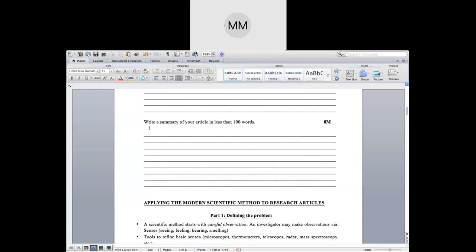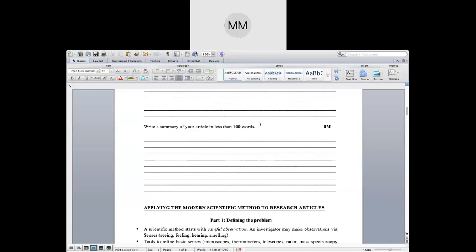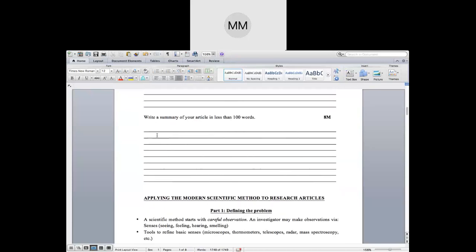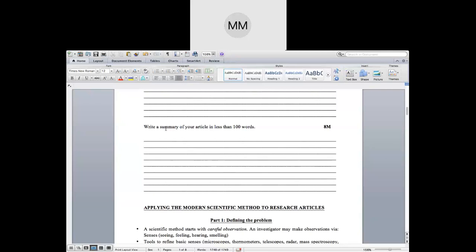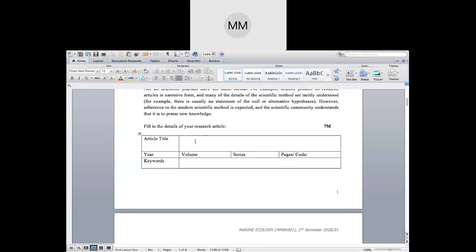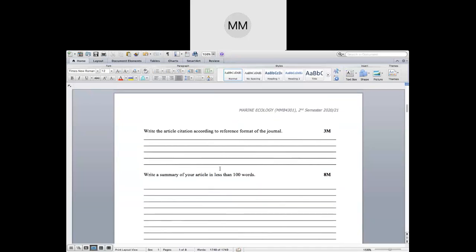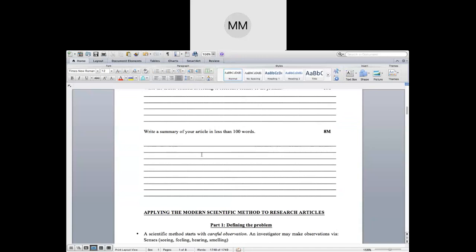Okay. Then the next one is to write a summary of your article in less than 100 words. One can easily take this from the abstract, but I do not want to encourage that. I want you to write your own summary in 100 words for the paper that you're writing. Again, no plagiarism on this part. You can directly copy the title for this, but I want you to rephrase the article that you're reading here.